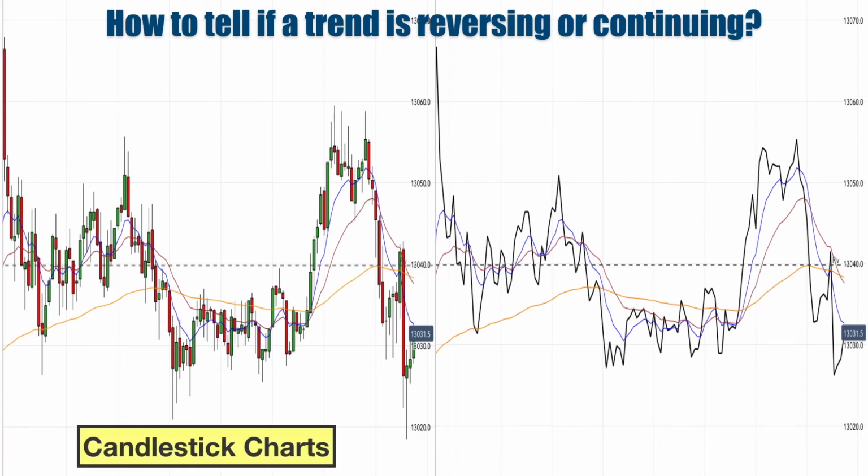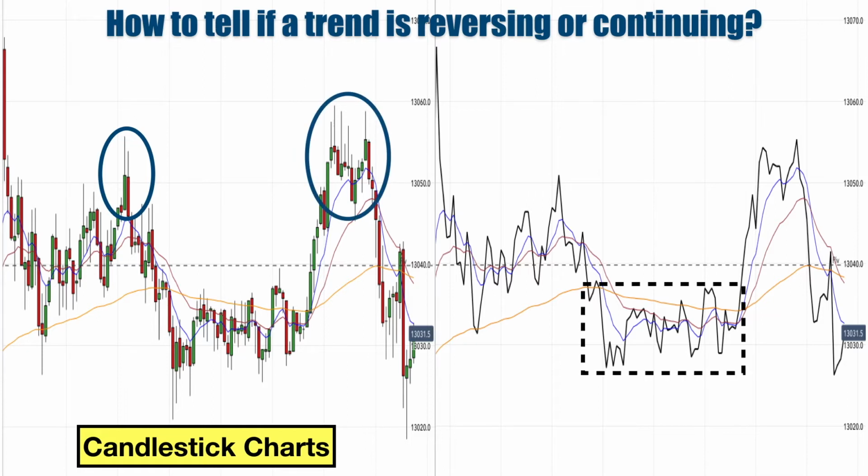How to tell if a trend is reversing or continuing. Traders will examine the details in price candlesticks, single candlesticks and groups of candlesticks. They'll look for formations in line charts and groups of candlesticks that indicate greater supply or demand or switching momentum. Traders may also read order flow, which is also called level 2 analysis.